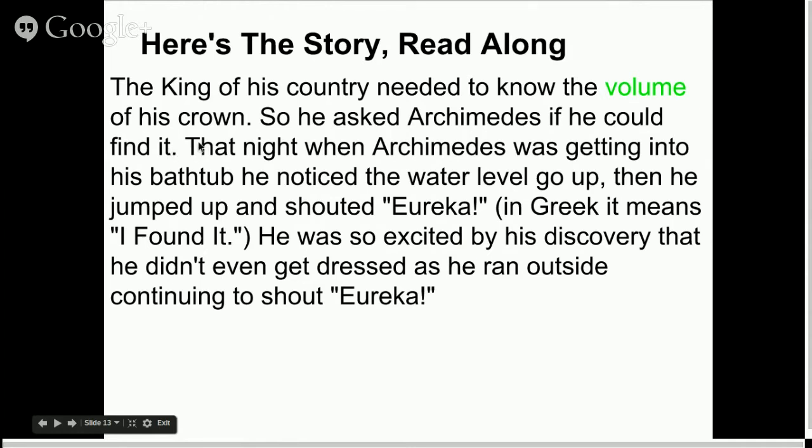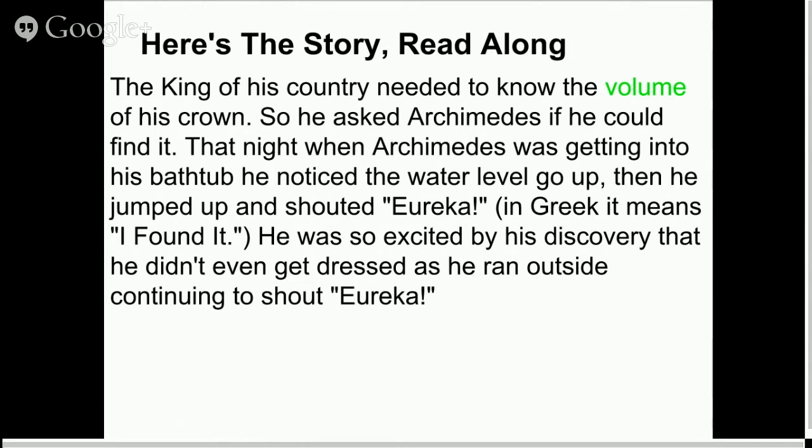That night, Archimedes went home and was getting into his bathtub. He noticed the water level go up. Then he jumped up and shouted, "Eureka!" And in Greek, this means I found it. He was so excited by his discovery that he didn't even get dressed as he ran outside, continuing to shout, "Eureka! Eureka!" So at least this is how the story goes.